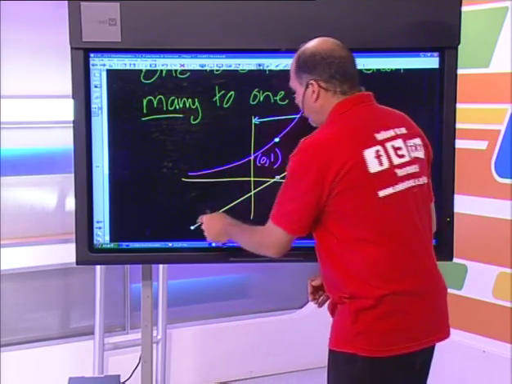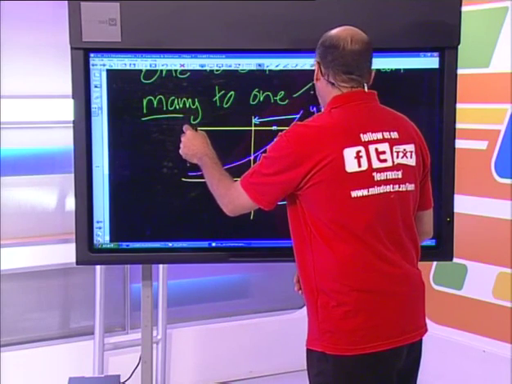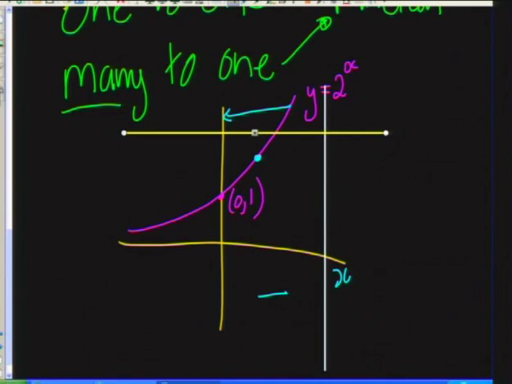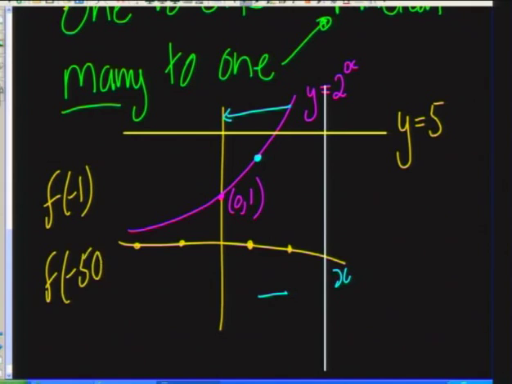Let's change it around. What happens when we do a horizontal line? The type of equation that we could have here is y equals, well, a number. So y equals 5. Now, look over here. For every x value here, it doesn't matter what the x value is. There are many x values. What do they all give? It doesn't matter if I take f of minus 1, or f of minus 50, or f of 50. What can you tell me?